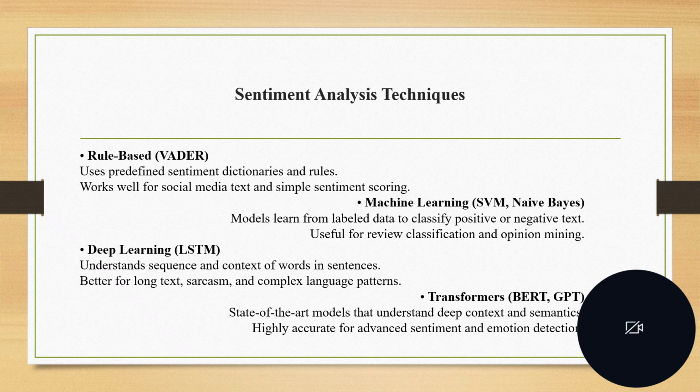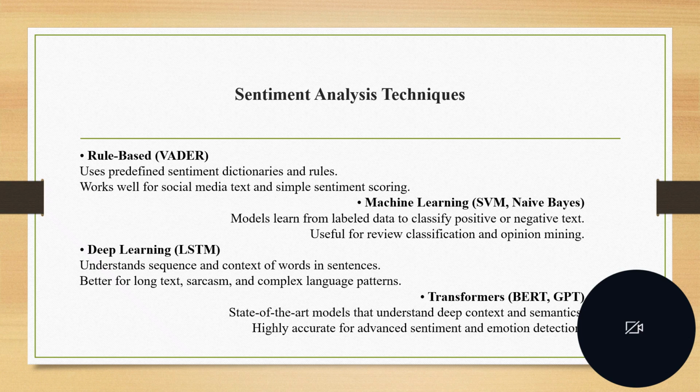So, when coming to the sentiment analysis techniques, there are four major techniques used in detecting sentiment and emotion in text. Rule-based methods such as VADER rely on predefined dictionaries that assign emotional scores to words. Machine learning models like SVM, naive Bayes, and logistic regression learn patterns from labeled text and can classify new messages based on experience. Deep learning models such as LSTMs understand context, grammar, and sentence structure much better and are able to capture complex emotions.